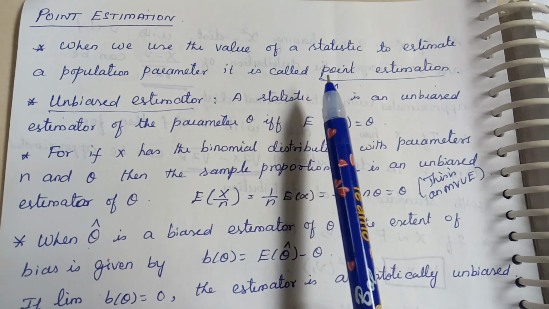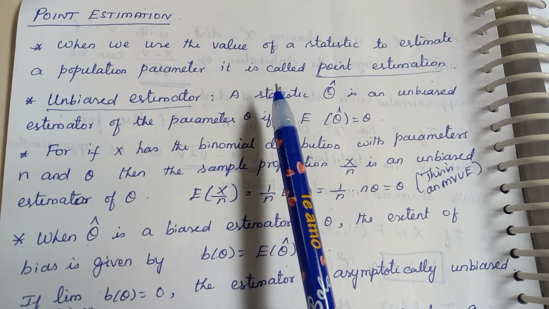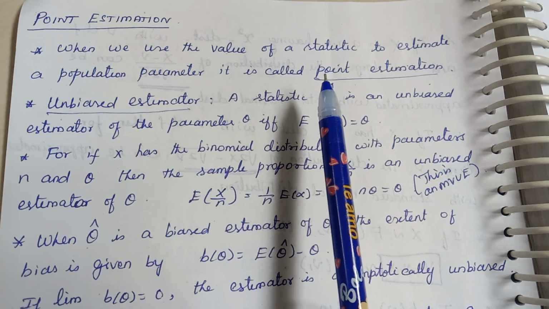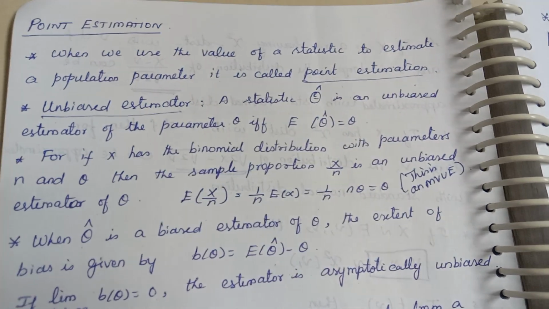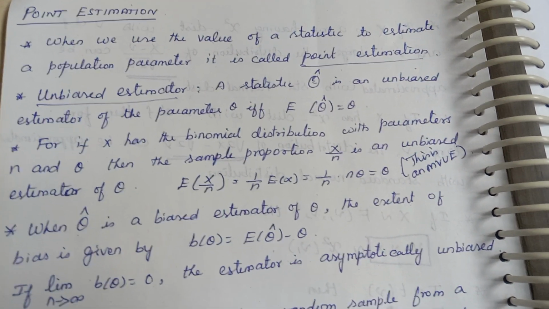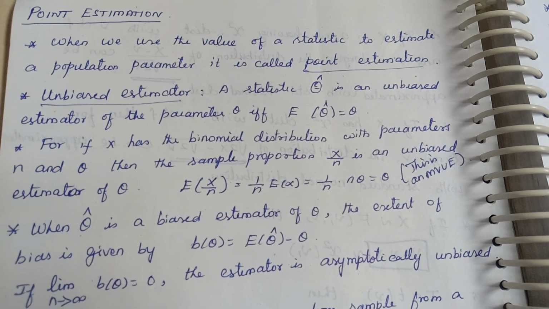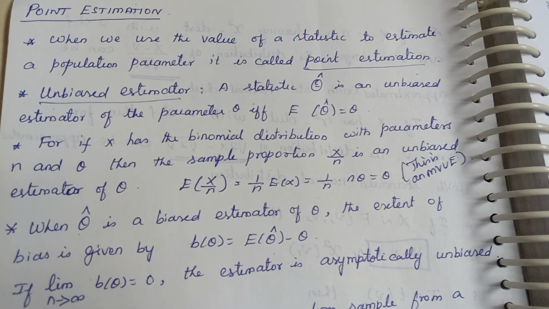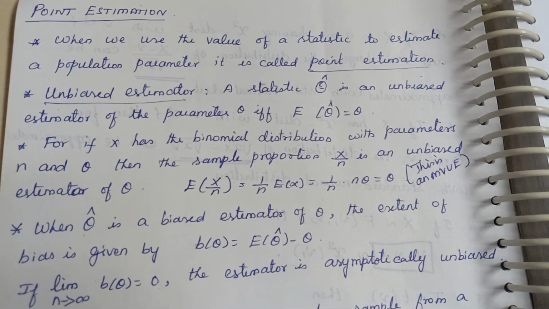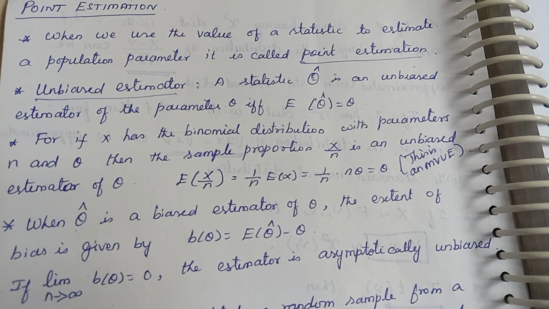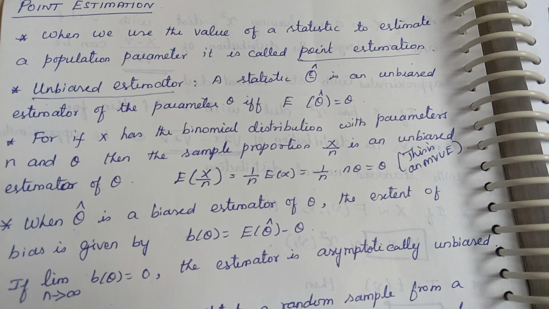So, in order to check whether they will define the population correctly or not, we have certain characteristics. One is unbiasedness, another one is efficiency, another one is sufficiency. And a few more things are there, like consistent estimator. So first let us see about the unbiased estimator.